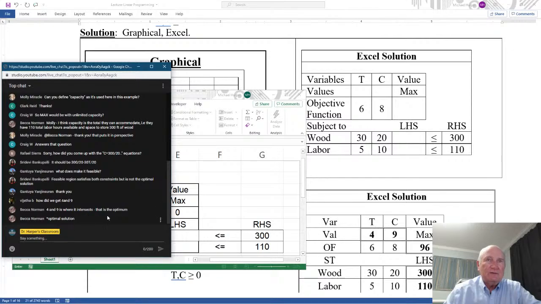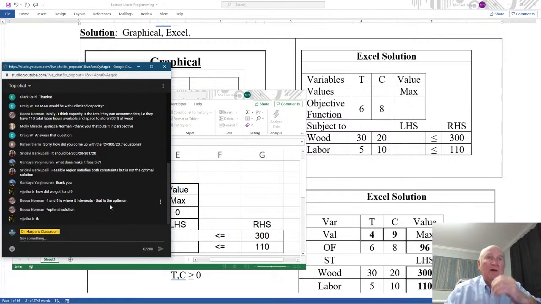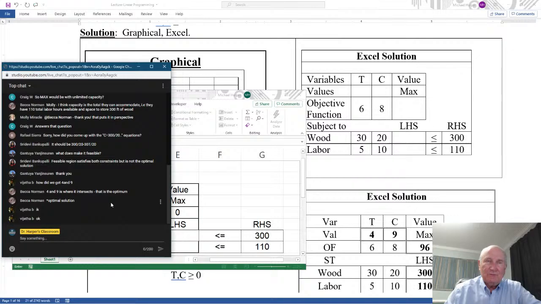4 and 9 is where they intersect. That's an extreme point. That's optimum for this problem. That's true. That is the optimal solution. But that's not always the optimal solution. And I'll show you why here in just a second.